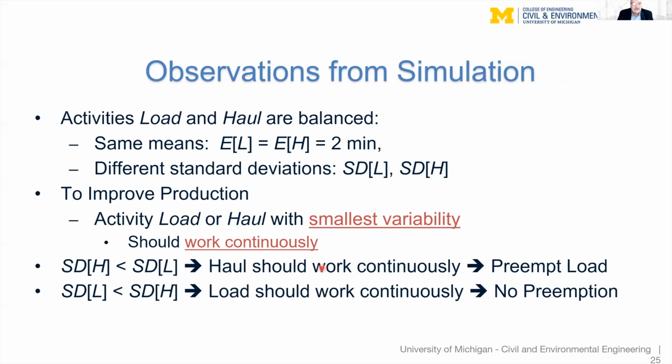And that leads us to the final observations. And this one is the important one. To improve production, activity load or haul with the smallest variability should work continuously. So when the standard deviation of haul is less than the standard deviation of load, then haul should work continuously. It should preempt load. If the standard deviation of load is less than the standard deviation of haul, then load should work continuously, so there should be no preemption.